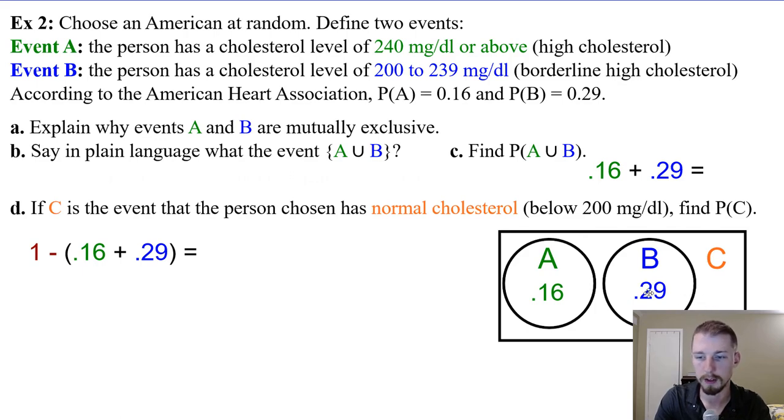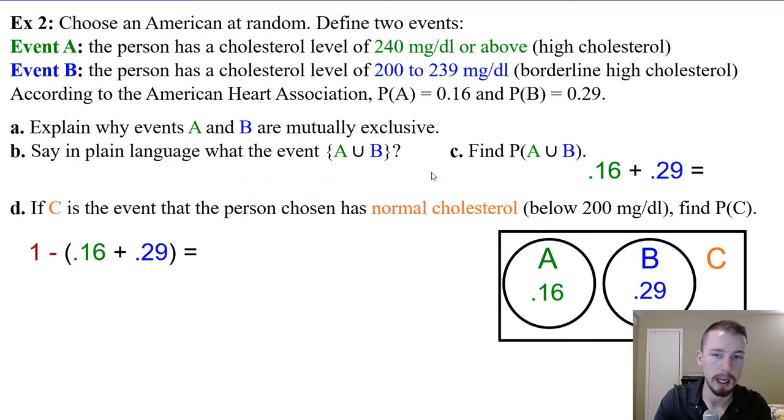Well, we would add these together and subtract it from 1, because you either have high cholesterol, borderline high, or neither, which would be the normal, I believe. I don't think there's a third category beyond that. All right, so explain why they're mutually exclusive. Well, they're mutually exclusive because you can't be both. You're either one or the other. There's no other overlap, in other words.